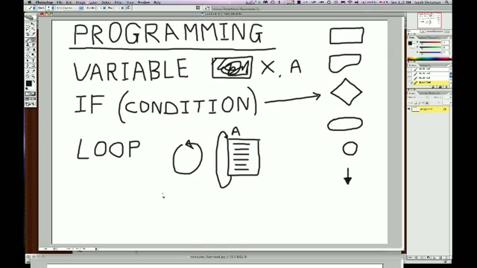And in part 2, we'll describe an algorithm, a simple algorithm with a flowchart, and we'll write a program that will be equivalent to that algorithm. So that's it for now.